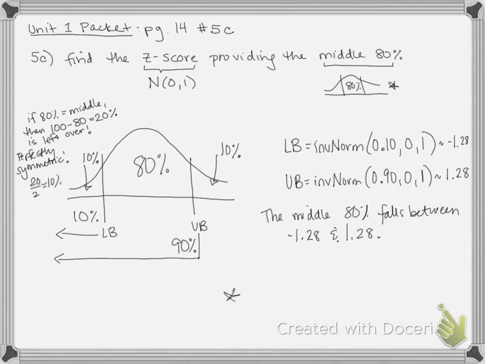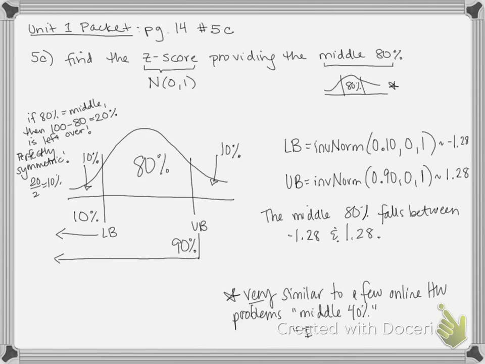So this is very similar to a few online homework problems. One, I think, says the middle 40%, and the other one says find the IQR, which I hope you remember, if you think about our stuff for the box plots, is the middle 50%. So for both of those types, I know that these are examples that I've seen on the online homework. So if you come across these, then I want you to approach it by finding two separate inverse norms to solve this. Good luck.